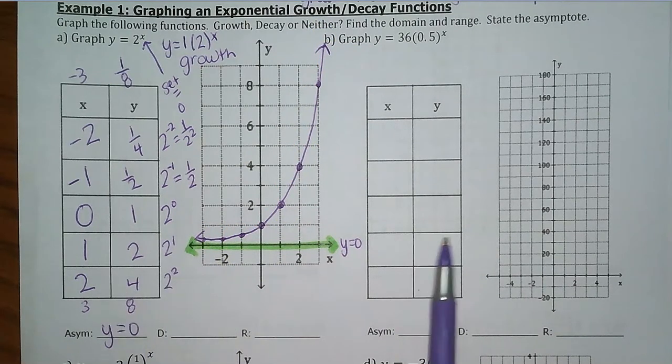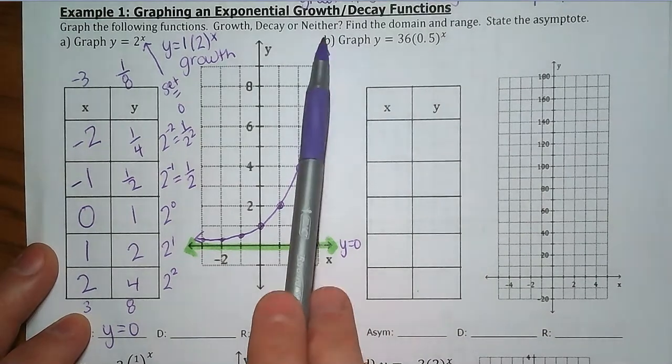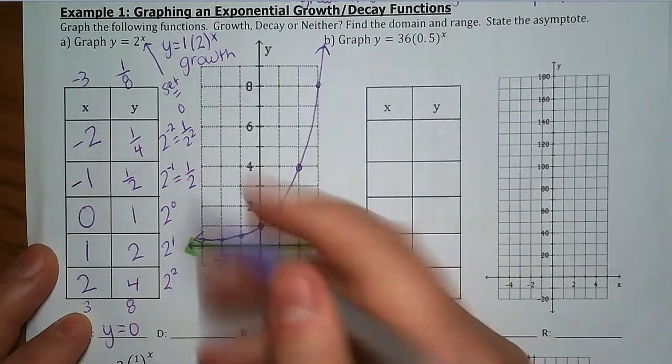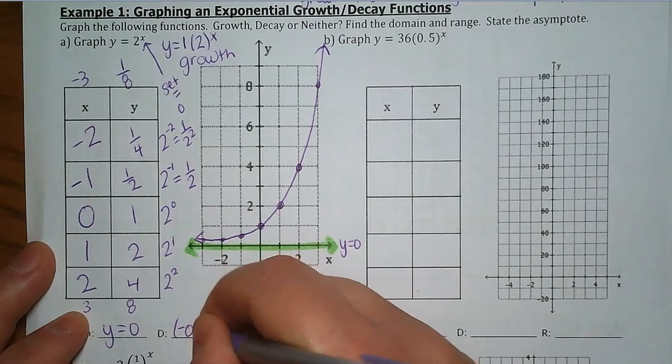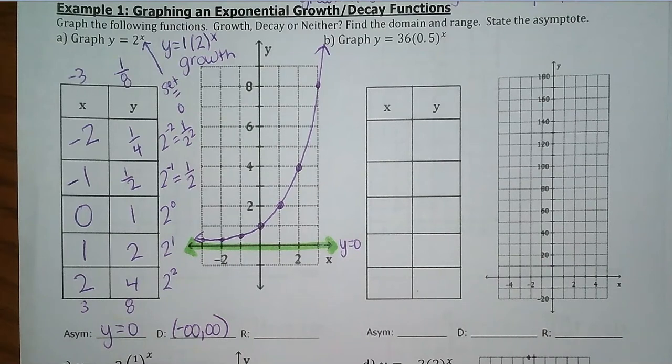Okay, domain for any of these, and it doesn't matter if it's a growth, decay, neither, any of these. This is going to go to the left forever. This is going up really fast, but it's going to the right forever. So the domain is going to cover the entire x-axis, so negative infinity to infinity, all real numbers.